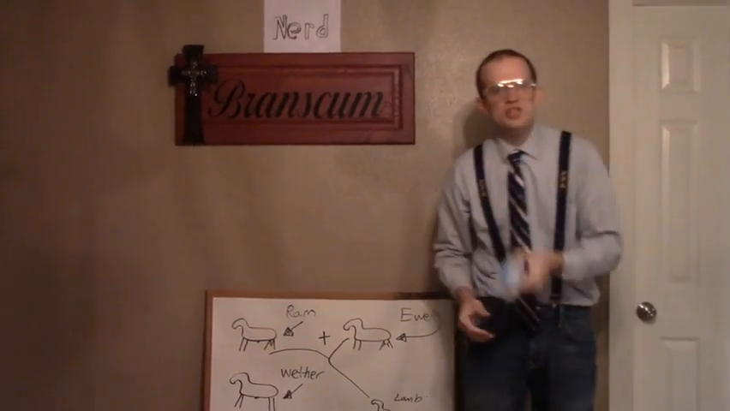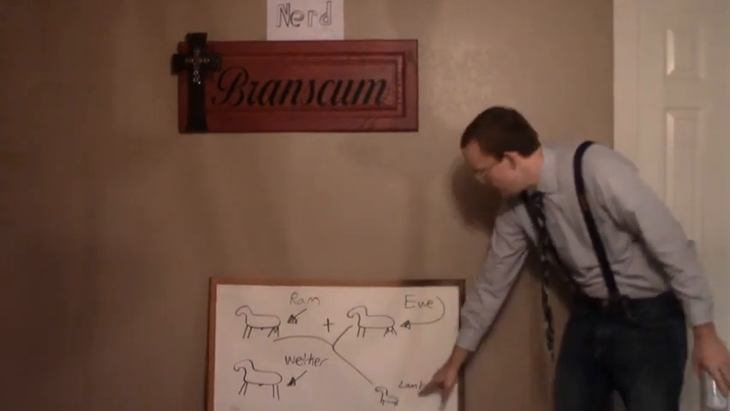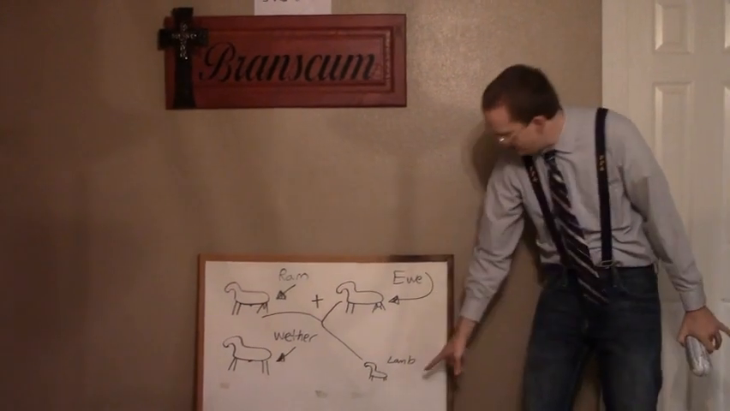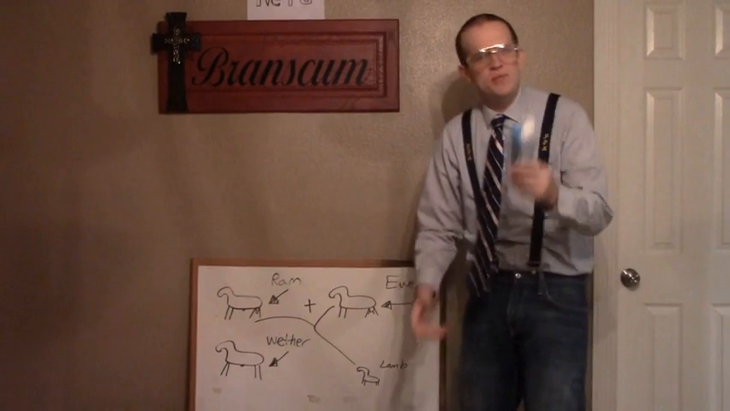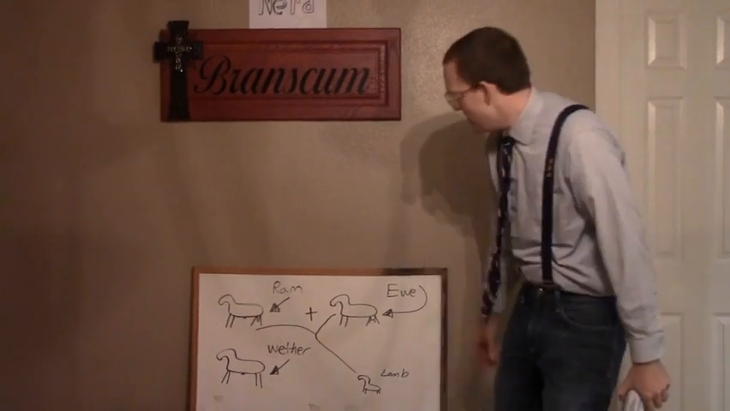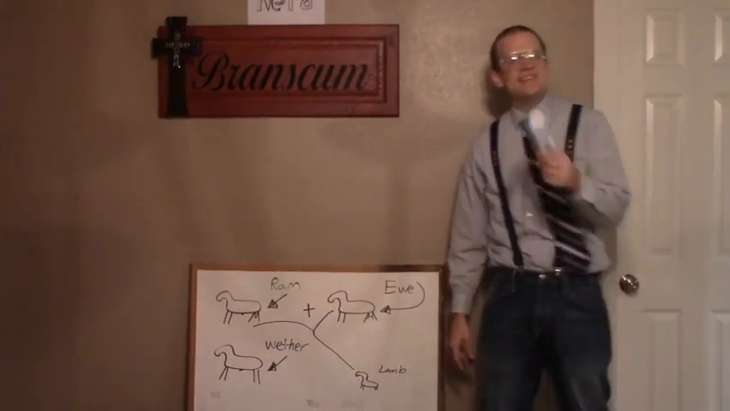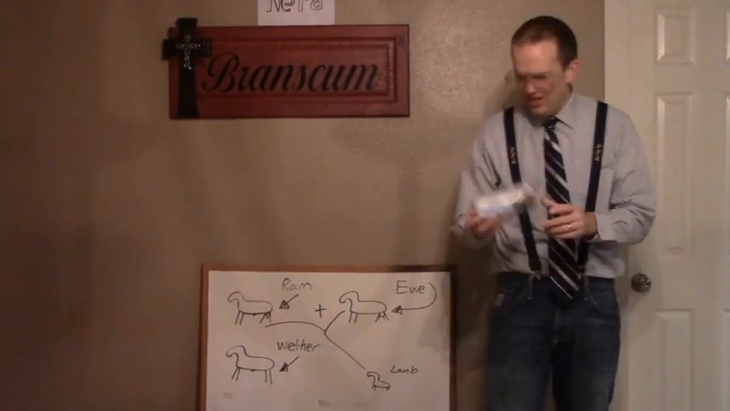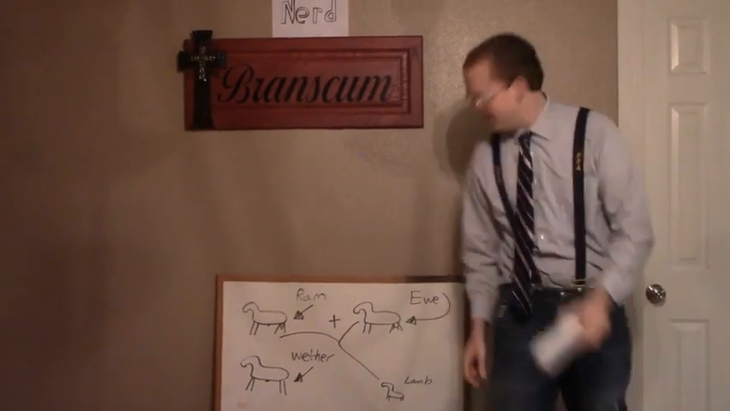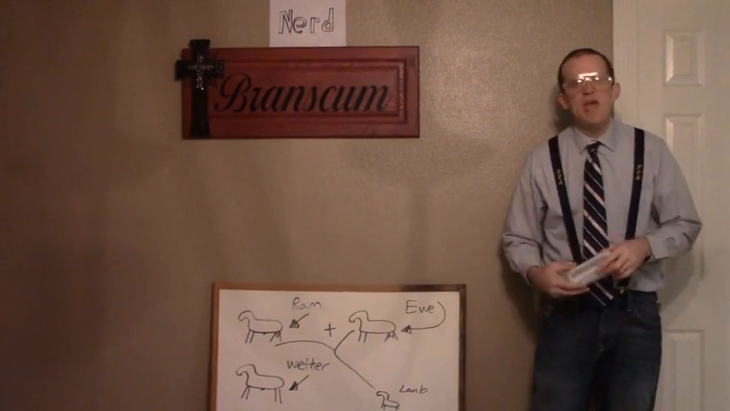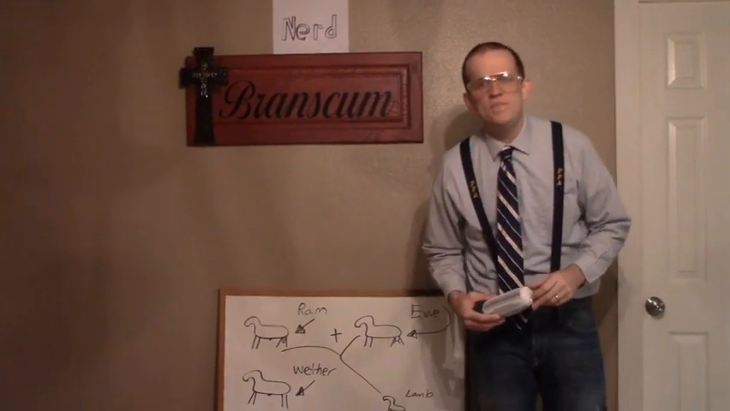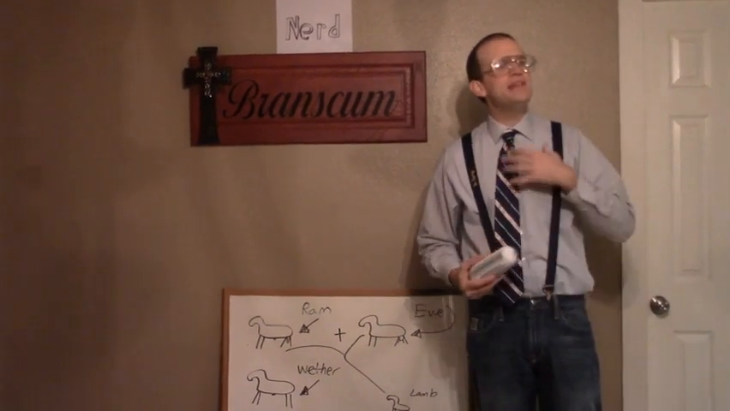But there are two terms you should know. The first one, if we butcher these lambs, and they don't always have to be little, just younger than a year. If we butcher those lambs, then we get meat that's also called lamb. But if we butcher one of these old ones, we get something called mutton. And mutton's typically a little fattier, a little bit lower quality. The lamb's going to be a little better quality. But those are some terms that you need to know. Mr. Nerd Branscum reporting out.